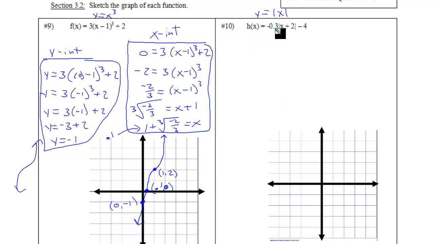So what's happening here? Well, this 0.3 shrinks the graph vertically by 0.3, which makes it get much fatter. So instead of being like this, then maybe it's more like this. This negative reflects the graph over the x-axis, so now that it's shrunk vertically and it's pointed down instead of up, this plus 2 moves it to the left 2, and the minus 4 moves it down 4. So the vertex was at 0, 0. Since we went left 2 and down 4, it's perhaps in this location.